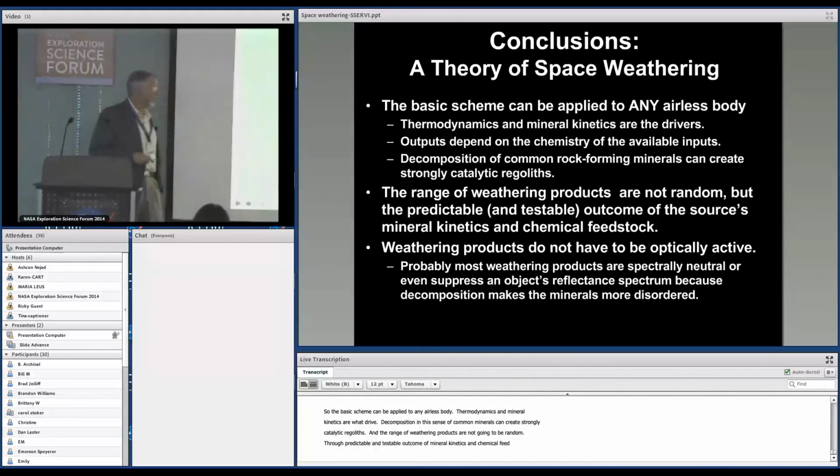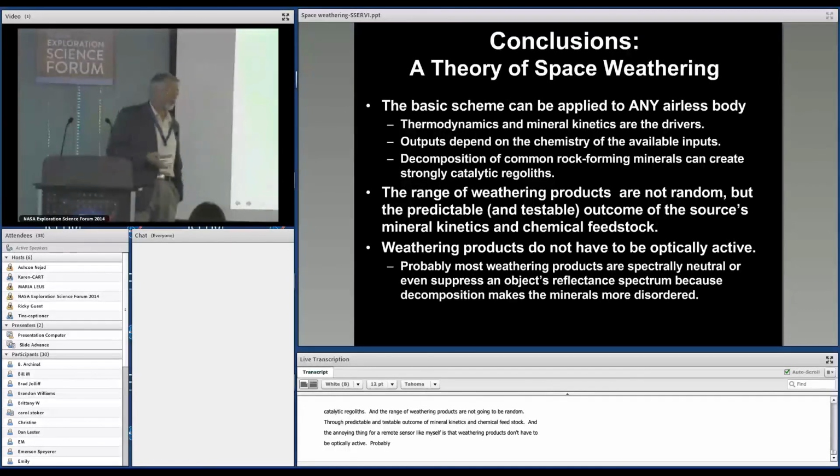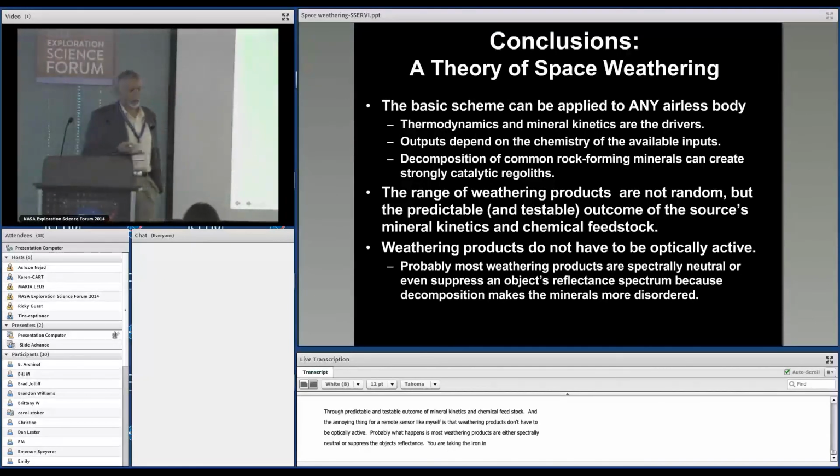And the annoying thing for a remote sensor like myself is that weathering products don't have to be optically active. Probably what happens is that most weathering products are either spectrally neutral or even suppress the object's reflected spectrum. In the case of olivine, what you're doing is you're taking the iron that makes such beautiful absorptions, and you're taking it out of the crystal structure. So since you no longer have that distorted lattice, you don't get the wonderful absorptions.